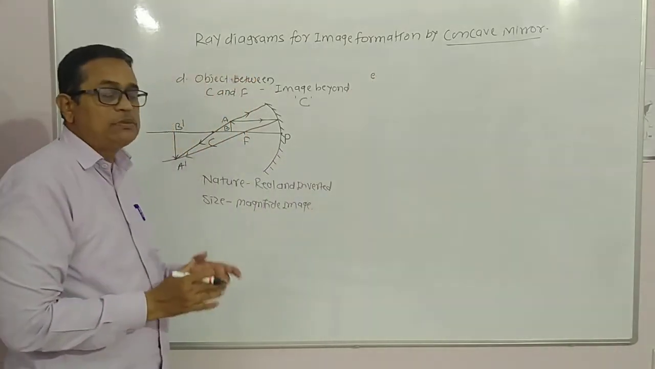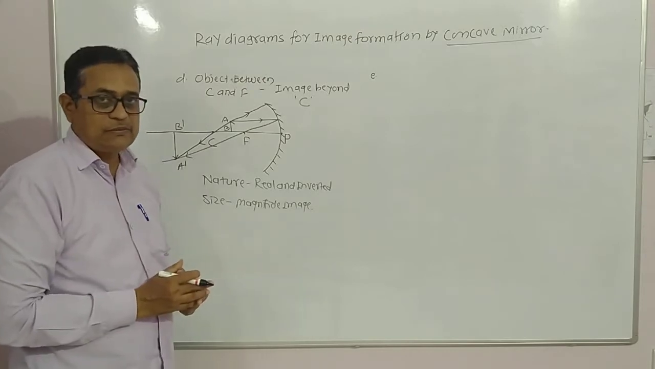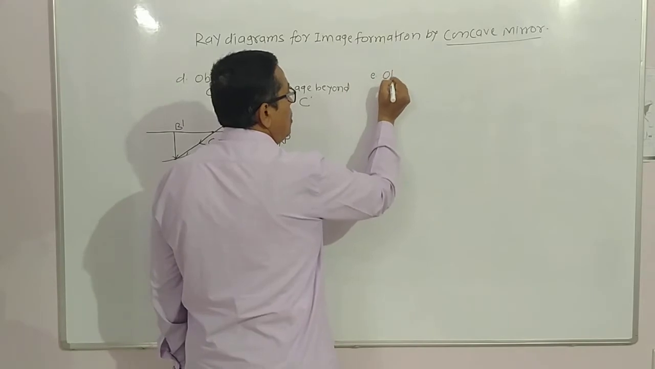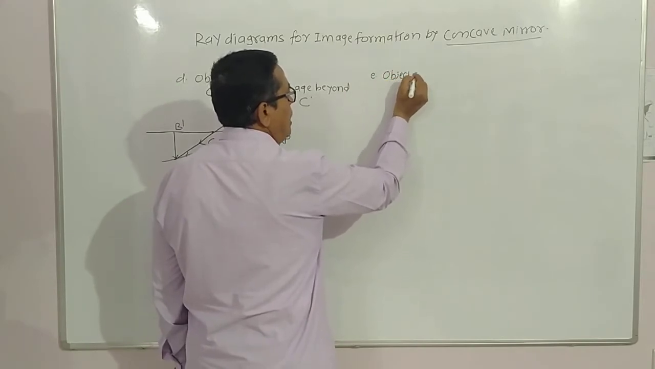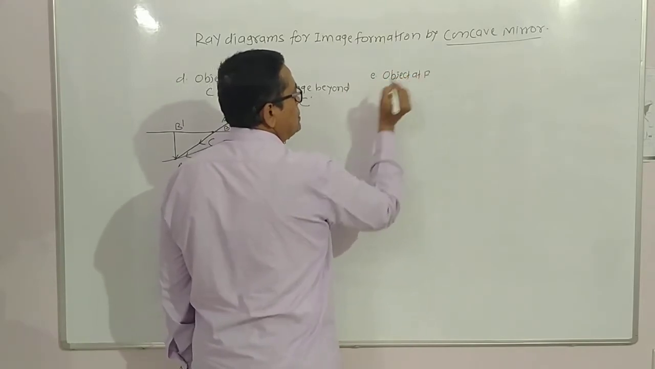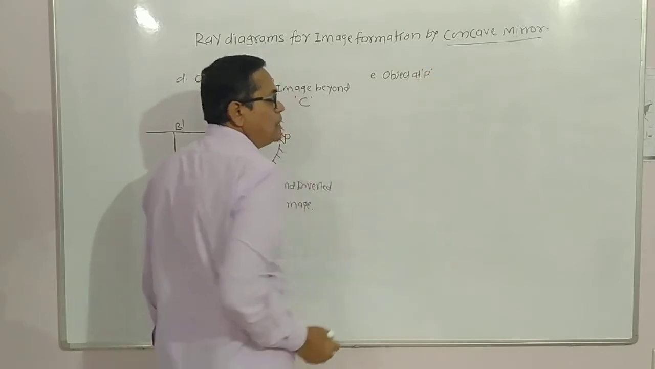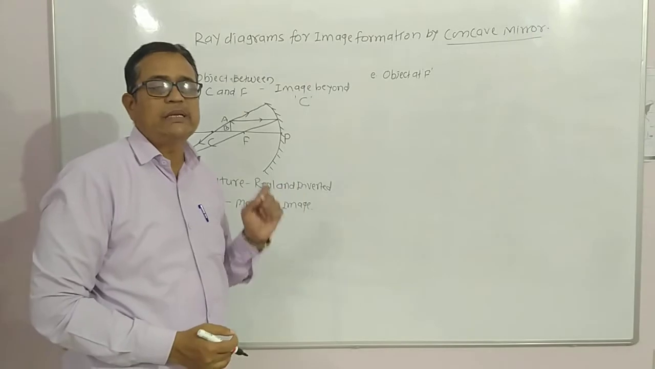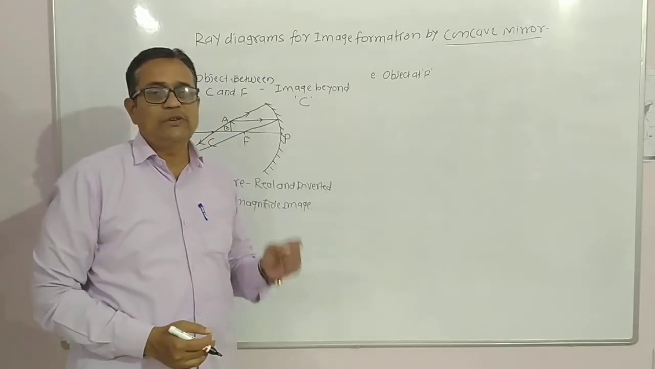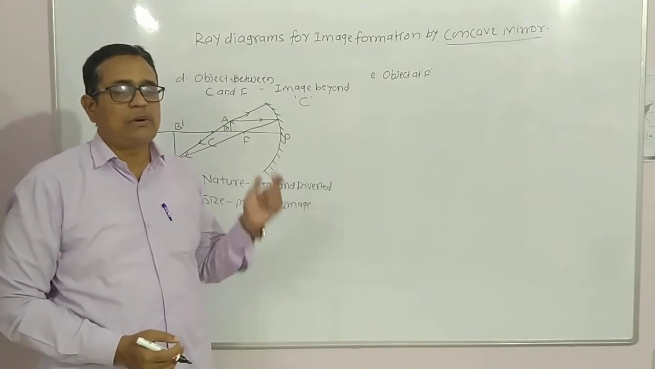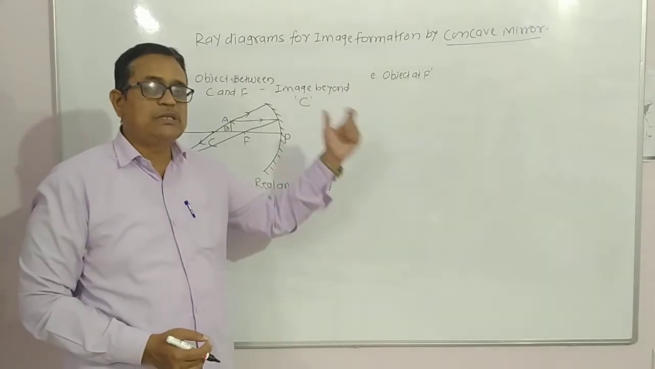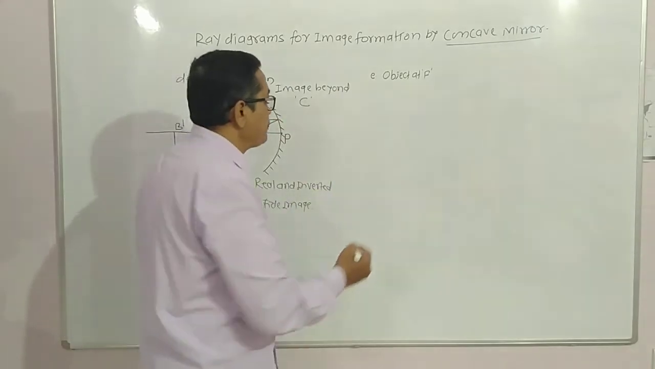Then here diagram number 5. Here then object at focus. According to diagram number 5, object at focus F. Then where is the image? Object at focus, image at infinity. Look toward the first diagram. We studied the first diagram, object at infinity, image at focus. Now here object at focus, image at infinity.